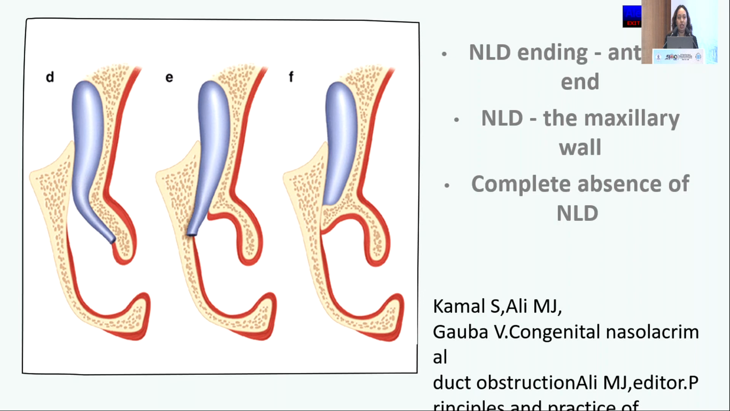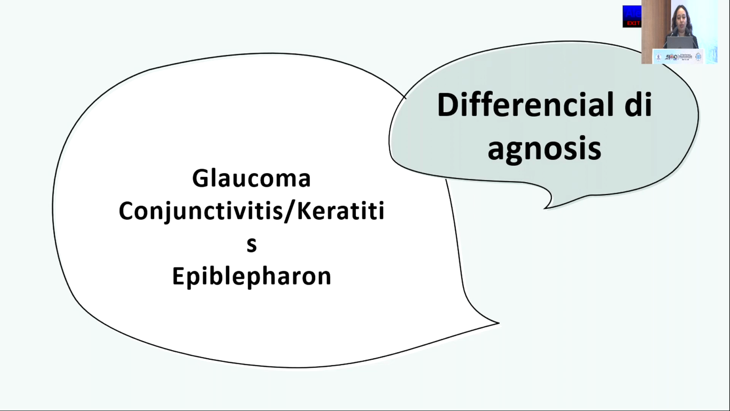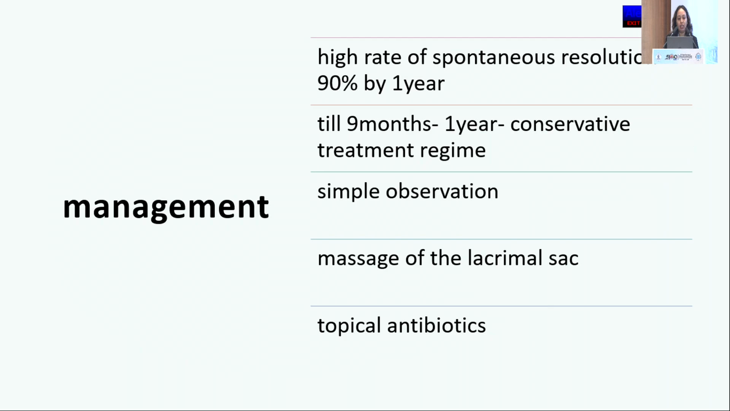So we should rule out associations like Down syndrome or craniofacial abnormalities, and other differential diagnoses of watering and discharge in a newborn like glaucoma, conjunctivitis, and epiblepharon. For the management, as there is a high rate of spontaneous resolution, with 90% of the babies becoming symptom-free by their first birthday, till 9 months to 1 year we can follow a conservative treatment, including simple observation, massaging of the lacrimal sac, and topical antibiotics whenever there is superadded infection.